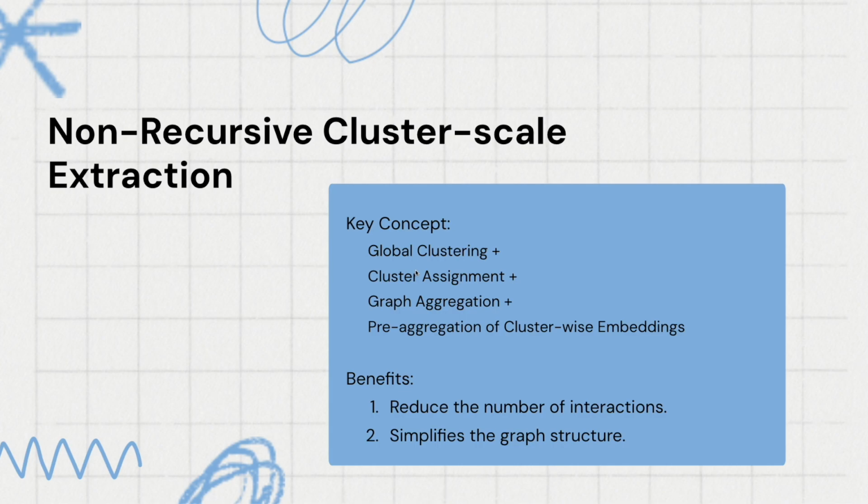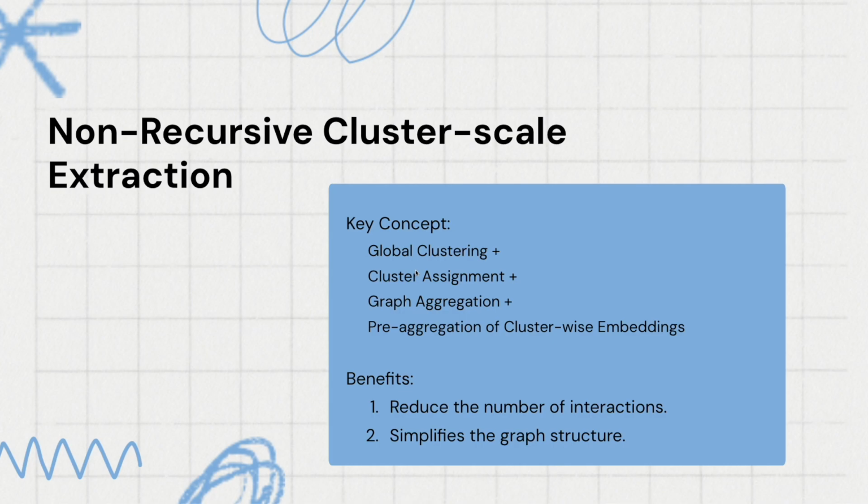First, the non-recursive cluster scale extraction. The key concept of this method is below. The model begins by clustering users and items on a global scale. Then, each user and item is assigned to a specific cluster. Thirdly, for each cluster, the model aggregates the graph information at multiple levels for neighbor interactions, aka the hubs. And finally, once the clusters are defined and graph information is aggregated, the model pre-aggregates these embeddings.